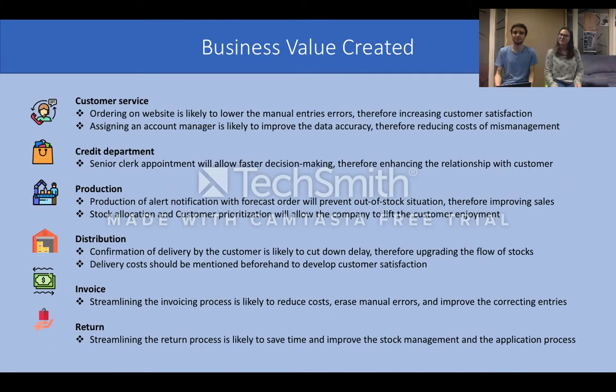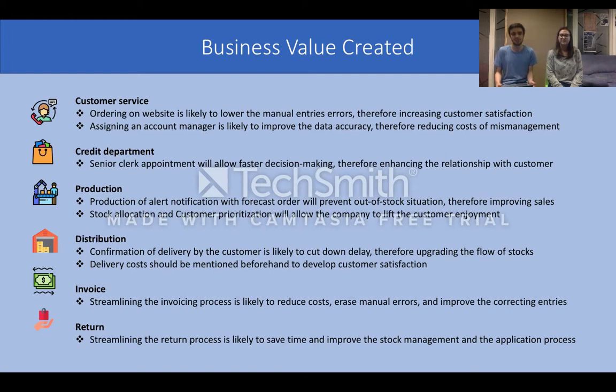So yes, hello, I'm going to talk about the business value created with regards to each department. First of all, when it comes to customer services, our new process of ordering on the website will lower manual entry errors and therefore increase our level of customer relationship management with clients. Our second idea, assigning an account manager, is likely to improve data accuracy and thus reduce the cost of mismanagement done by the clerk.